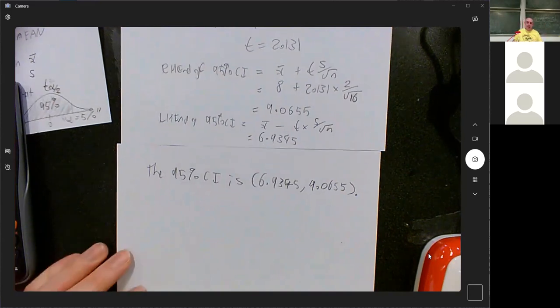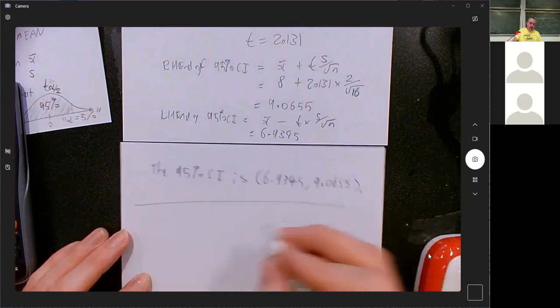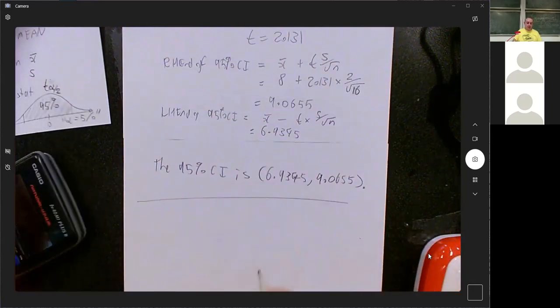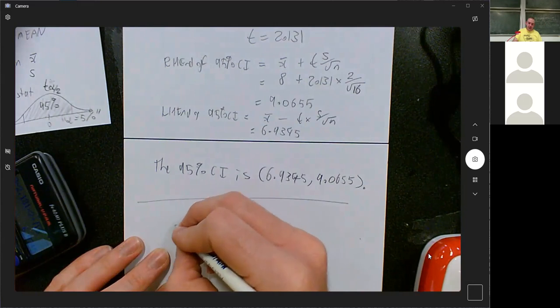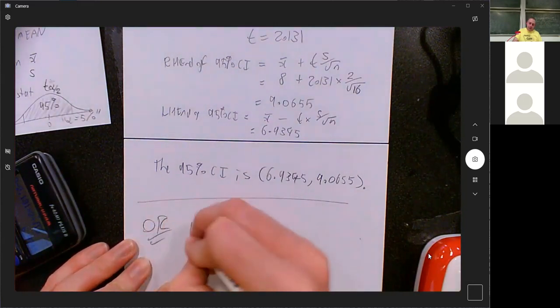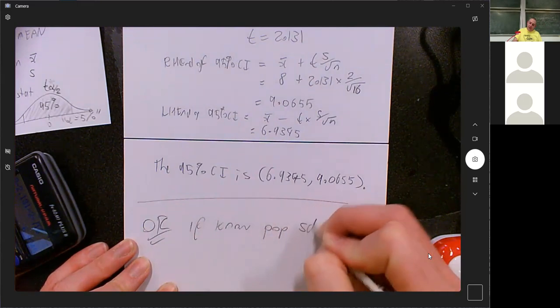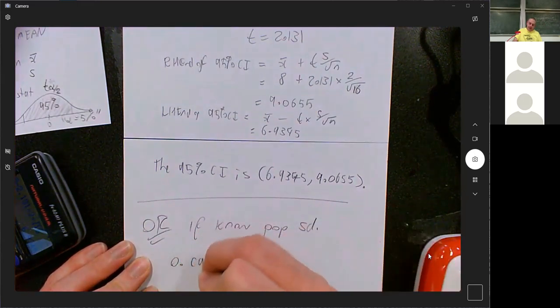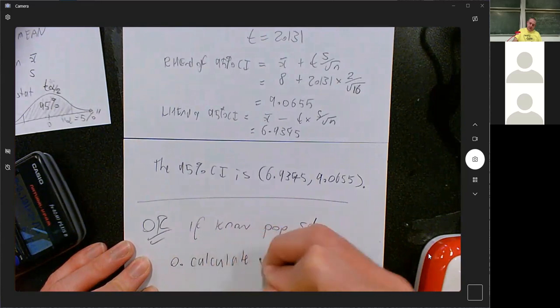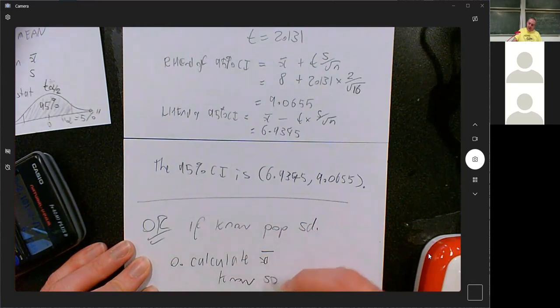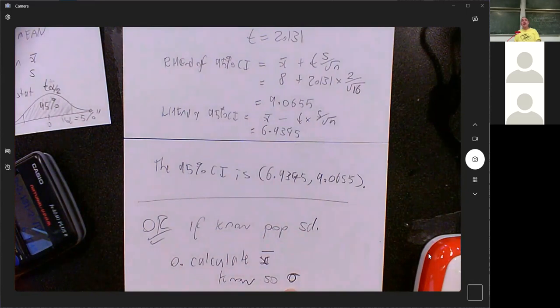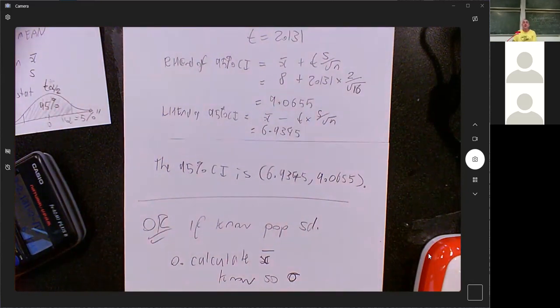Yeah, but just to say that if you know the population standard deviation, then it's calculate x bar and just know the standard deviation sigma. And it's written as a sigma now instead of an S. That's the main difference in terms of the notation.